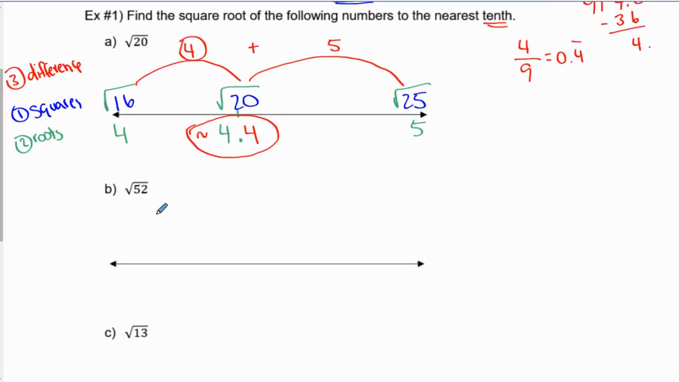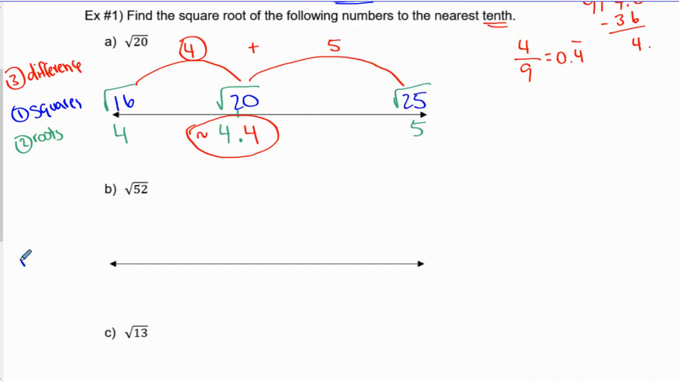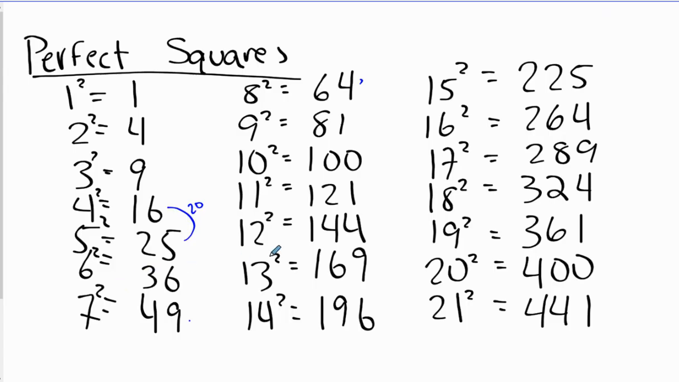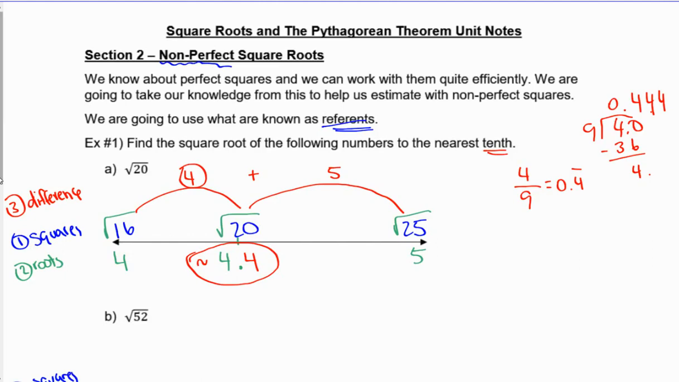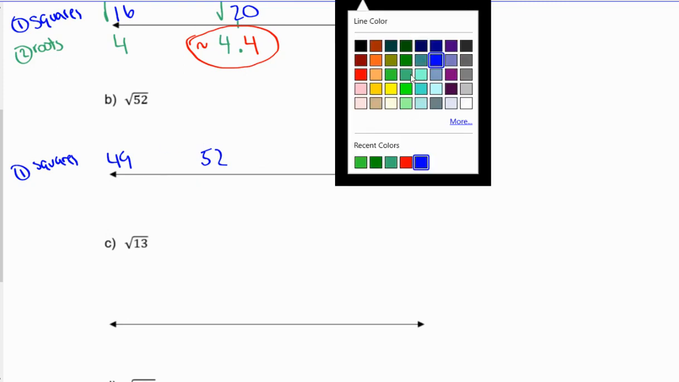Okay, same thing, root 52. My first step is to see what the perfect squares are on either side of 52. So 52 is in between these two squares, 49 and 64. And 52 will be closer to 49, so we'll just draw it a little bit closer. It doesn't really matter, but we'll figure it out anyway.